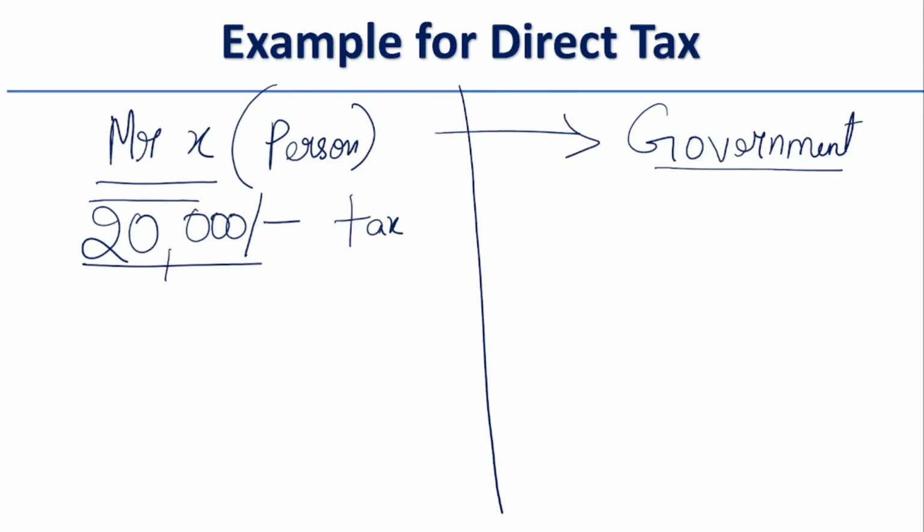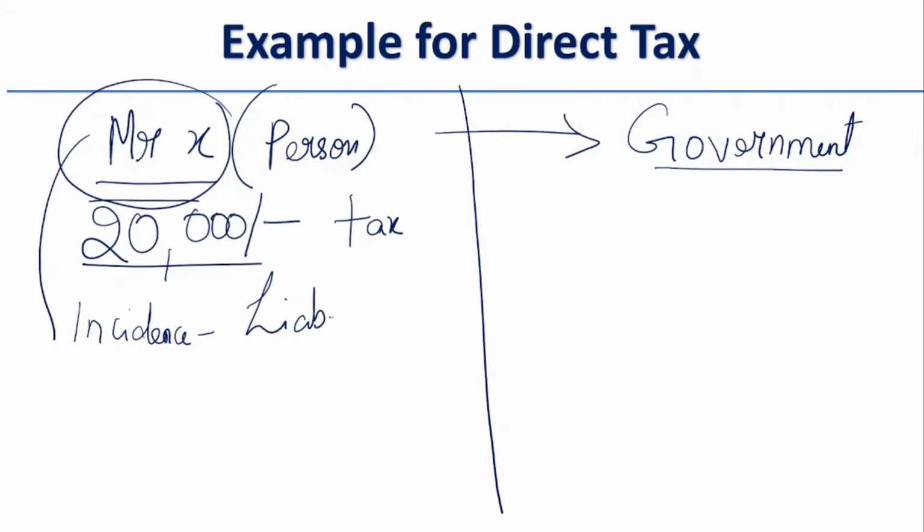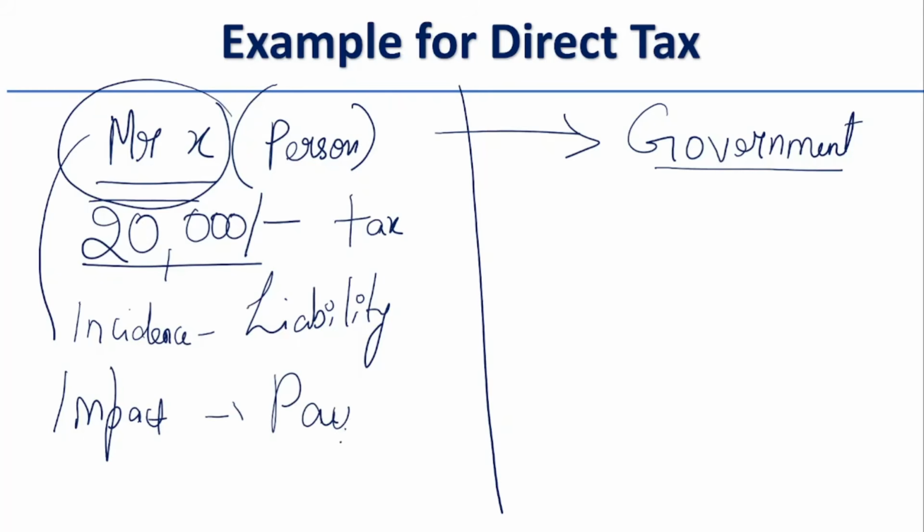Now who has the liability to pay the tax? Mr. X. So that is incidence. Incidence means liability. Incidence is nothing but liability. It means he has a liability to pay the tax. What is the impact? Who will pay the tax? Mr. X only has to pay the tax. So he is going to pay the tax. Now, suppose Mr. X has a wife.